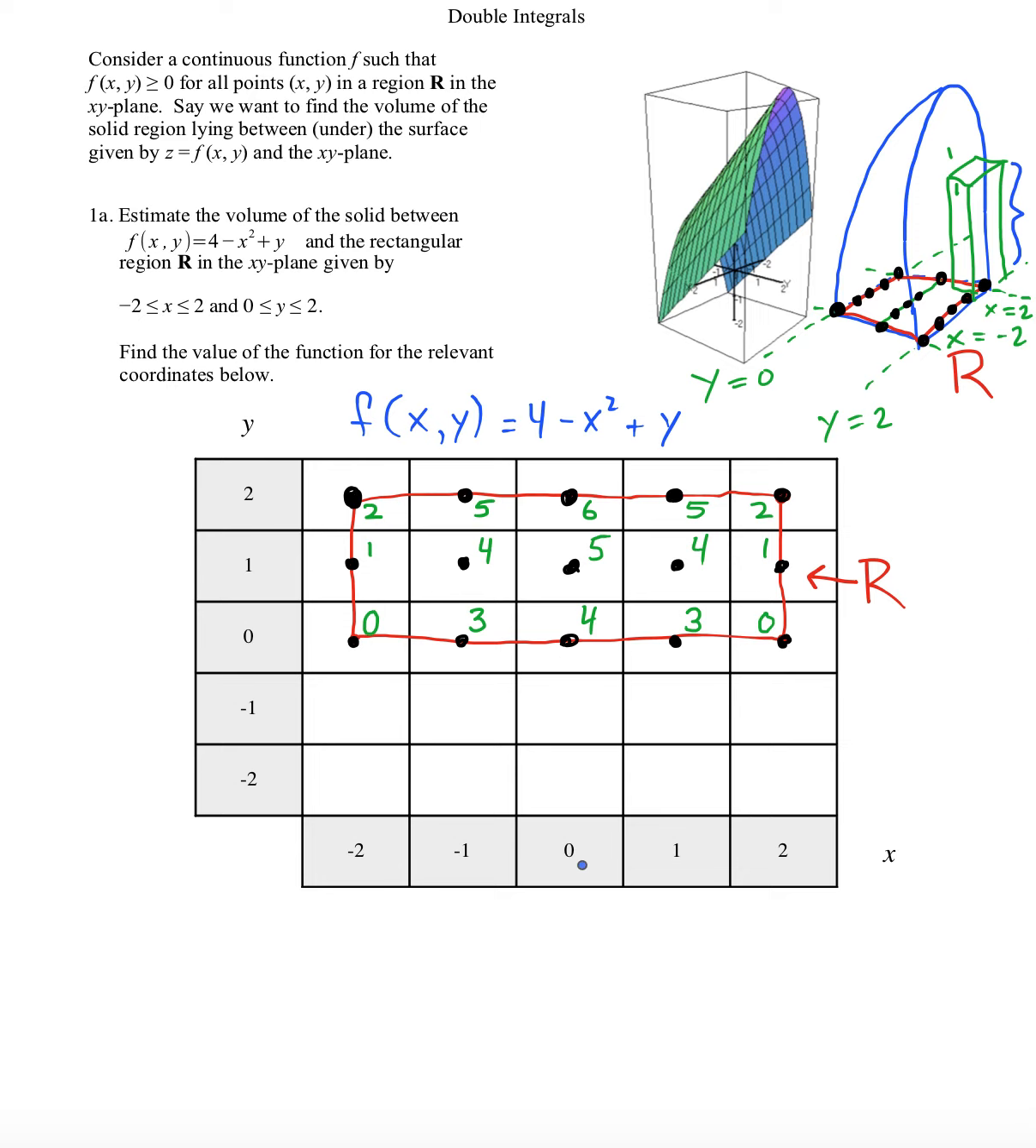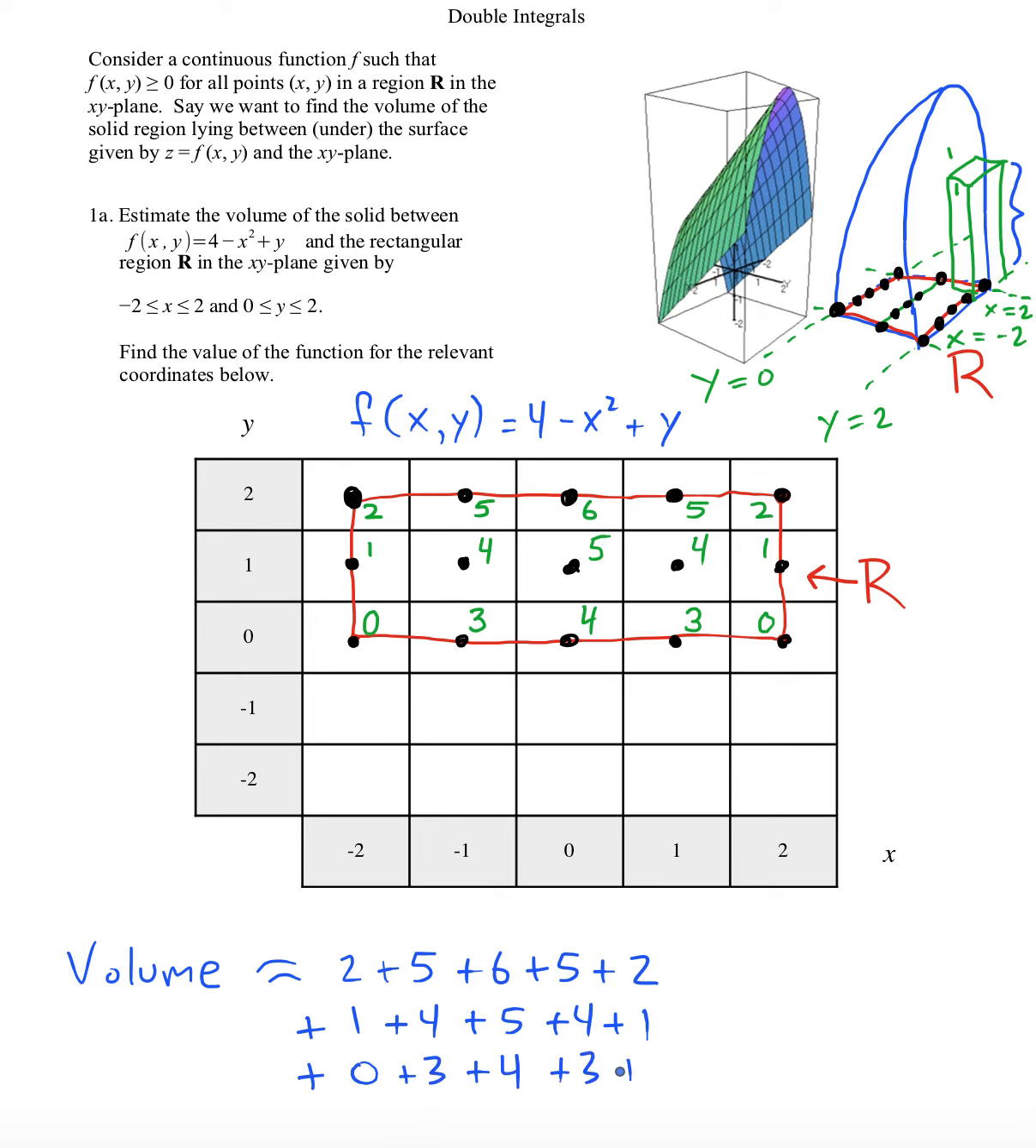So in order to estimate the volume, what I could say is this. The volume is approximately 2 plus 5 plus 6 plus 5 plus 2 plus 1 plus 4 plus 5 plus 4 plus 1 plus 0 plus 3 plus 4 plus 3 plus 0. It makes 45 cubic units.